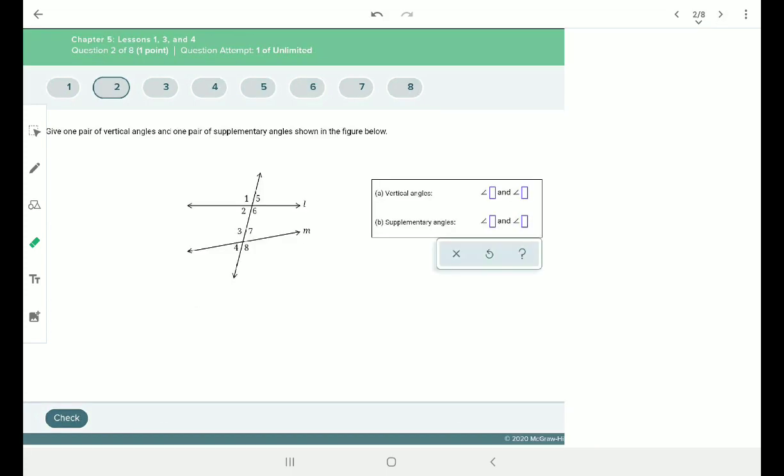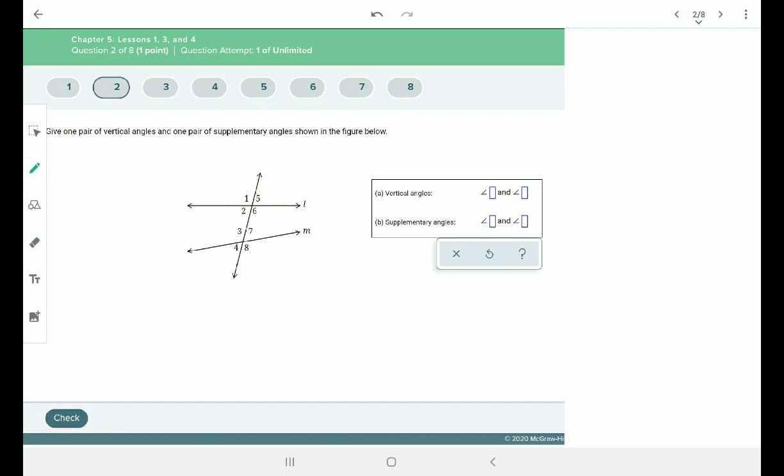With number 2, we have to give one pair of vertical angles and one pair of supplementary angles. Okay, so vertical angles are any time that you make an X, they are angles that are across from each other. Notice we do have 2 different X's here that we can choose from, and when you're making your angle, you just have to make sure they are across from each other. Okay, they are diagonal.